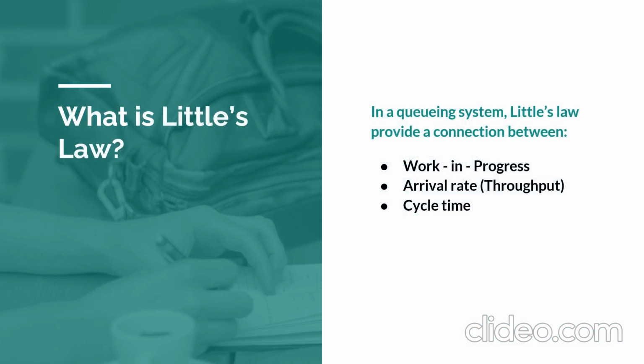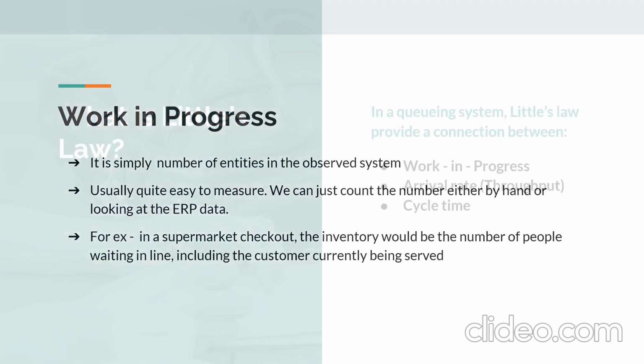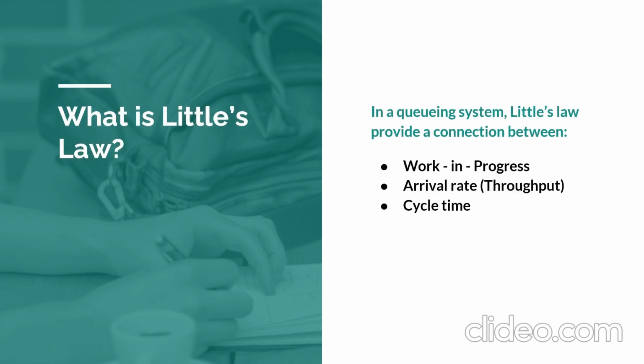Little's Law states that under steady-state conditions, the average number of items in the system equals the product of the average rate at which the items arrive and the average time an item spends in the system. So there are three variables, namely the number of items in the system, the rate at which the items arrive, and the time an item spends in the system. Let's take a look at them one by one.